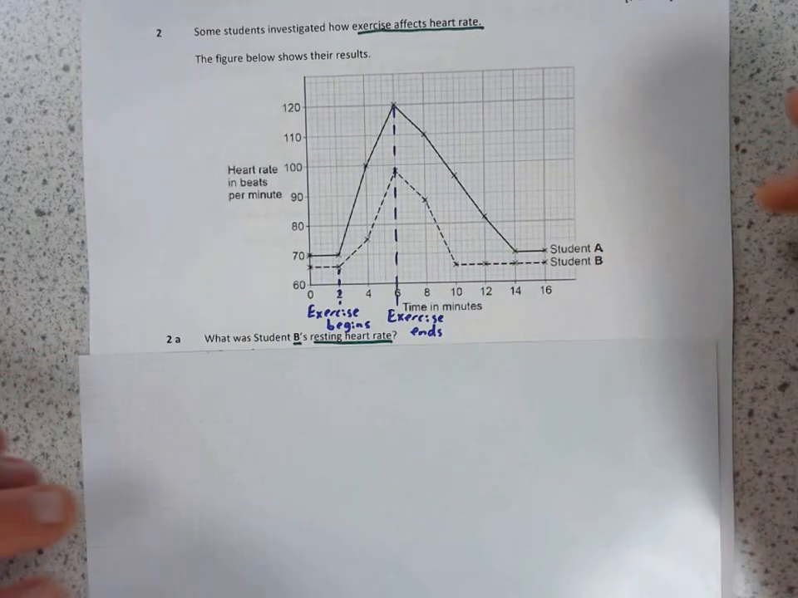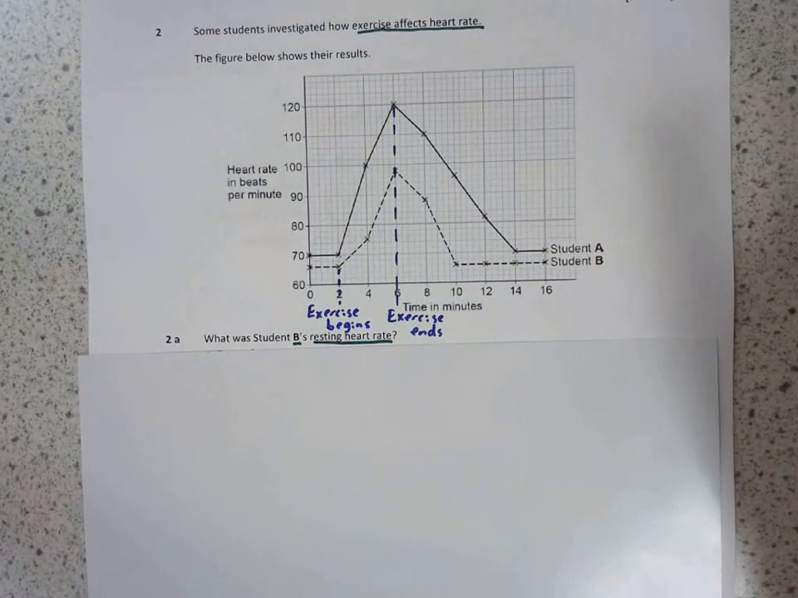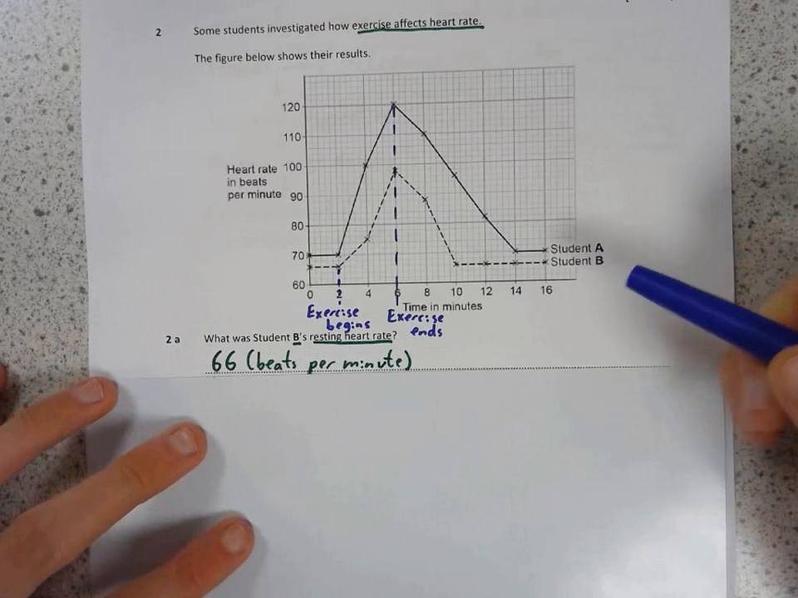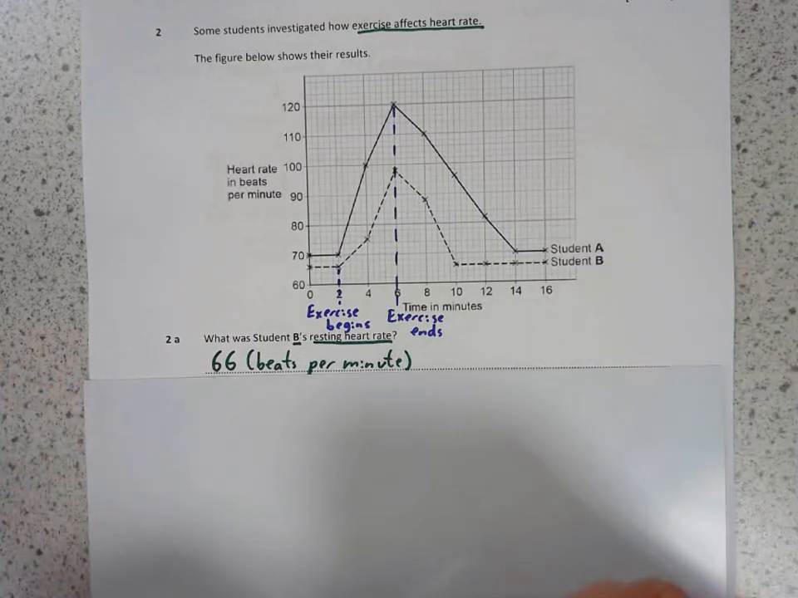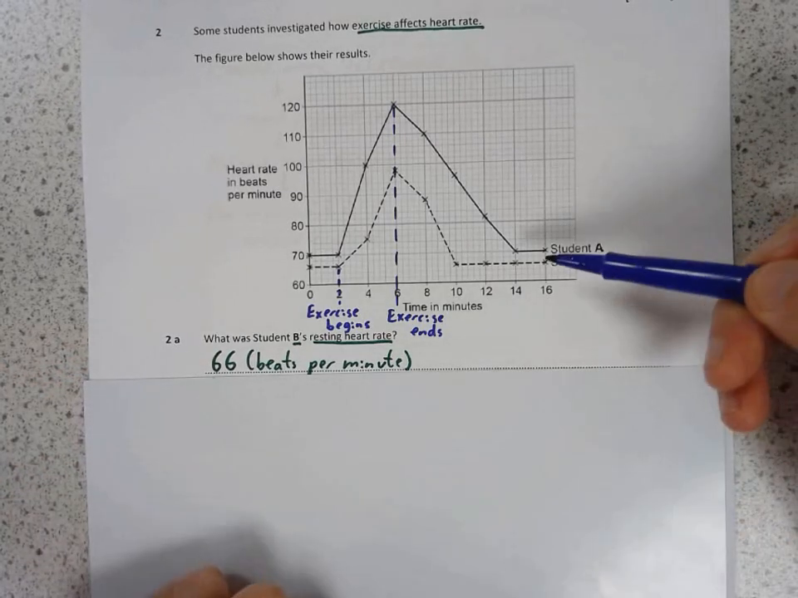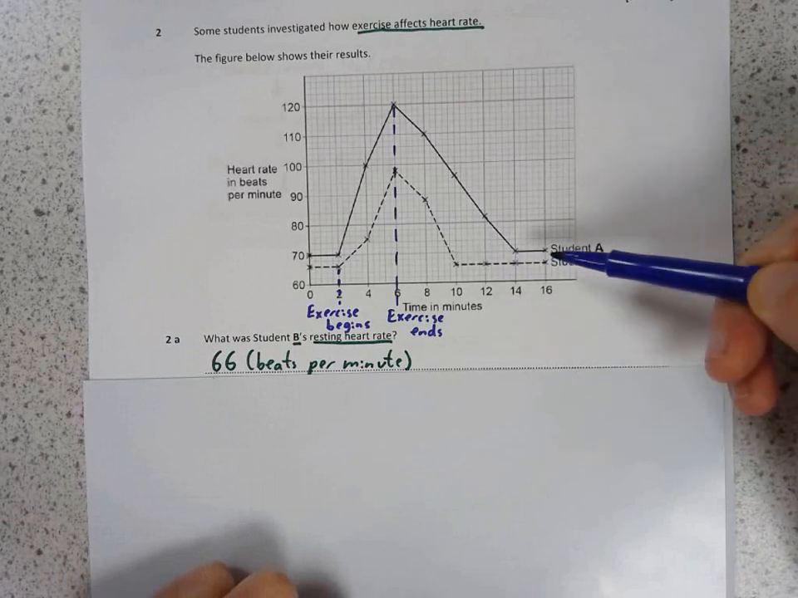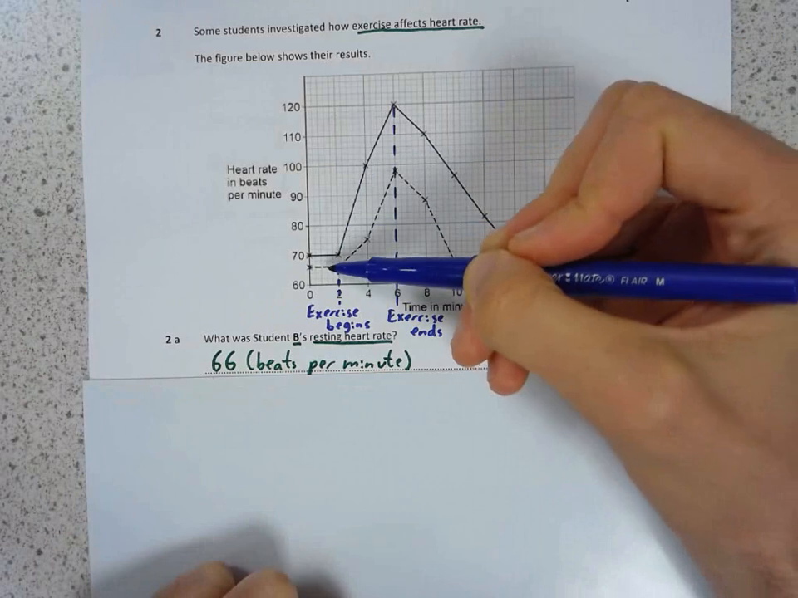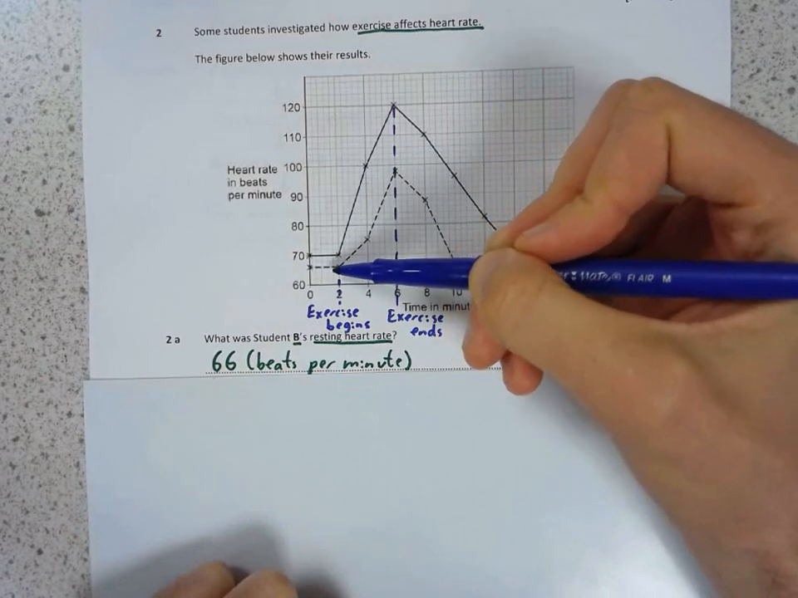What was student B's resting heart rate? So that's your heart rate, probably right now as you're sitting down at your desk. That was 66 beats per minute. We can see it here on the graph, this line here, where we're not exercising, the heart rate is staying nice and constant as they're just resting.